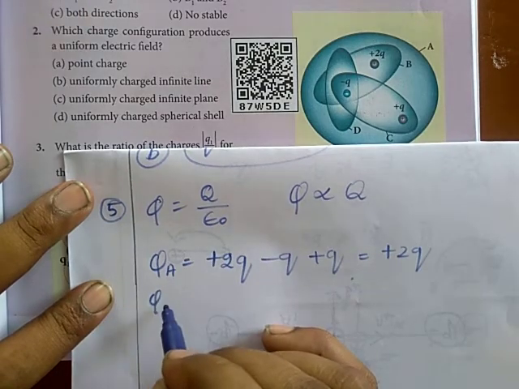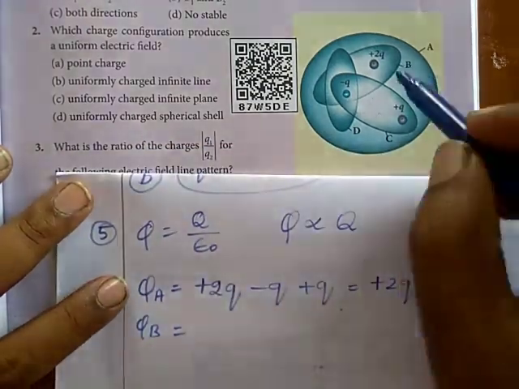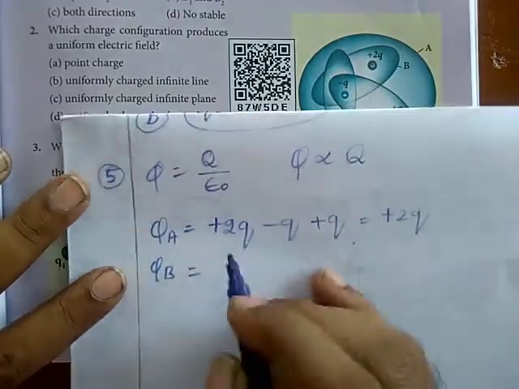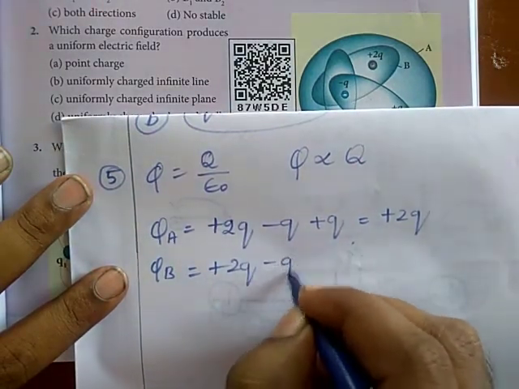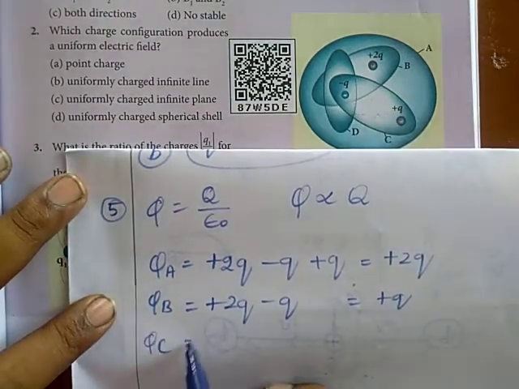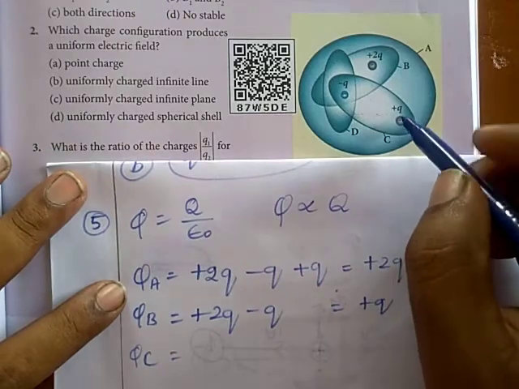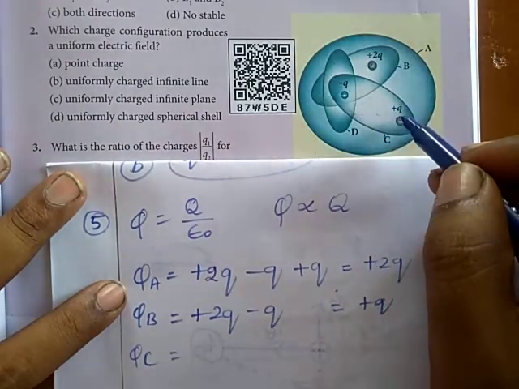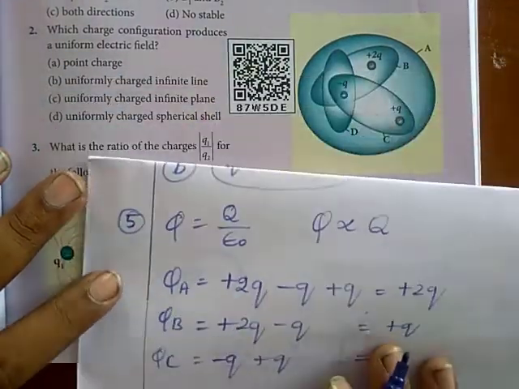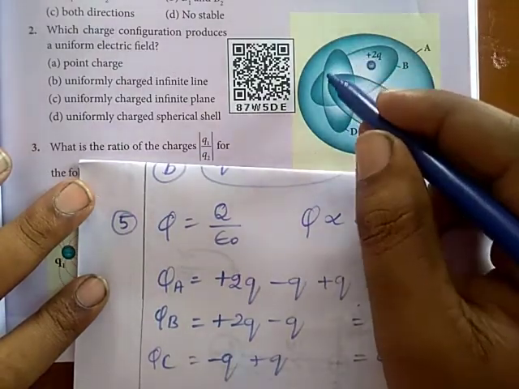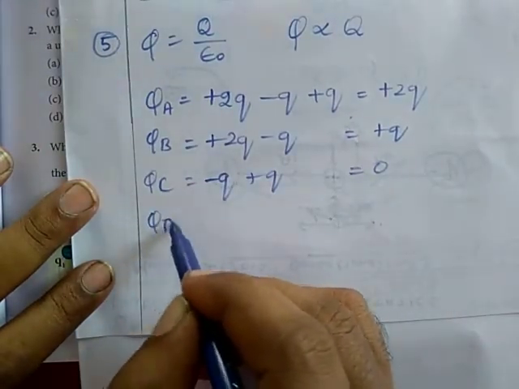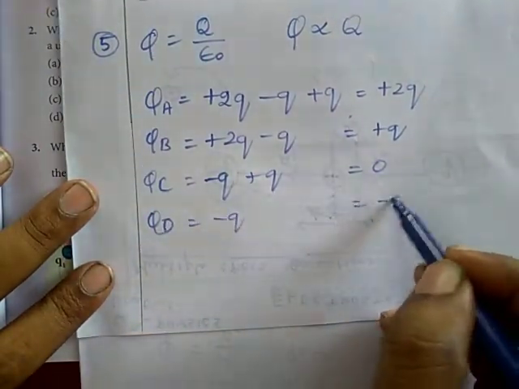Then the flux phi B: inside this Gaussian surface there are two charges, plus 2q and minus q. Plus 2q minus q gives plus q. Then for C, phi C is equal to: inside C there are two charges, one is plus q, one is minus q. Adding this we get 0. The last one is D: inside Gaussian surface D there is only one charge, minus q. Then phi D is equal to minus q.